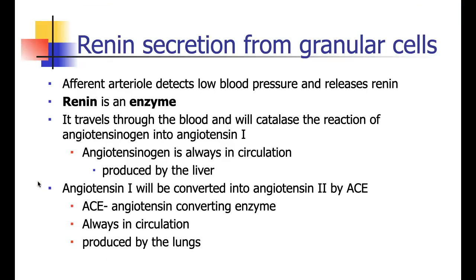Okay. So remember, our afferent arteriole detects low blood pressure and releases renin. Renin is actually an enzyme. So it travels through the blood and will catalyze the reaction of angiotensinogen into angiotensin 1. Angiotensinogen is always in circulation. It's made by the liver, so it's always there. And then when renin is present, renin is going to catalyze that conversion of angiotensinogen into angiotensin 1. And then angiotensin 1 is converted into angiotensin 2 by this enzyme called ACE. So ACE is angiotensin converting enzyme. Also always in circulation, produced by the lungs.